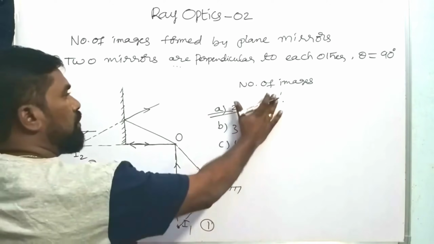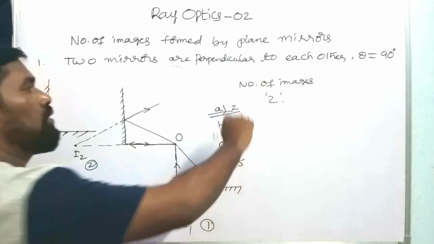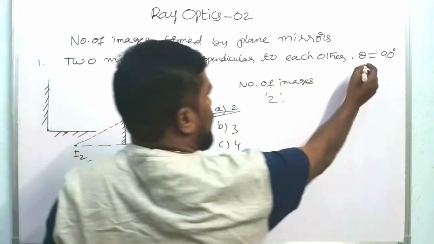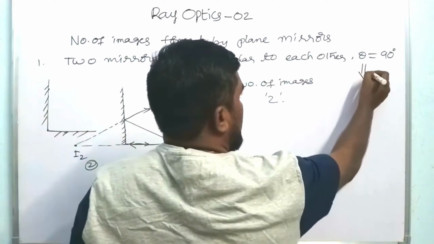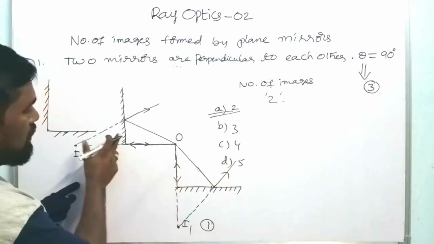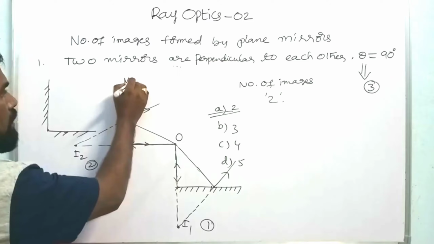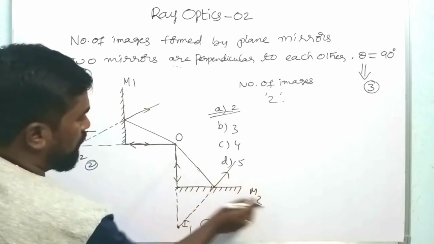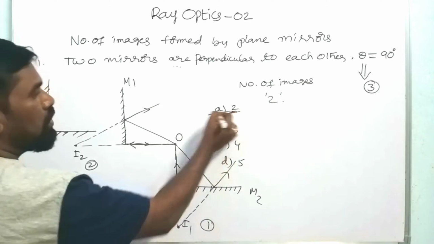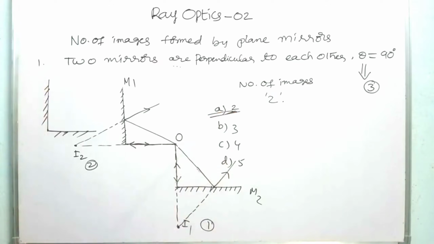Number of images only 2. If the mirrors are perpendicular to each other, then theta is equal to 90, then the total number is 3. In this position, this is mirror 1, that is M1, and this is M2. These two are perpendicular to each other. In this case, the number of images is only 2. Okay, remember?